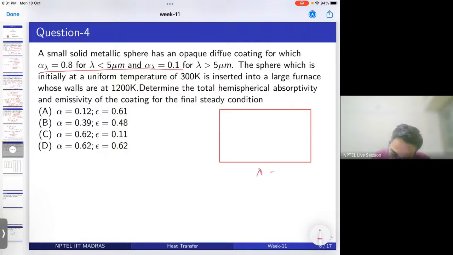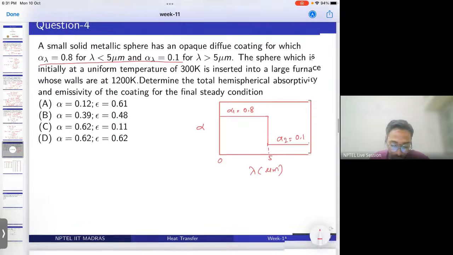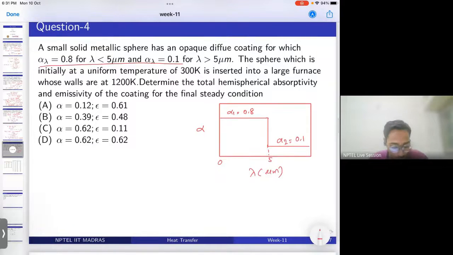We have the lambda here and we have the alpha. This alpha 1 is equal to 0.8, this lambda is 5, and this alpha 2 is equal to 0.1. So it has a spectral distribution of absorptivity.